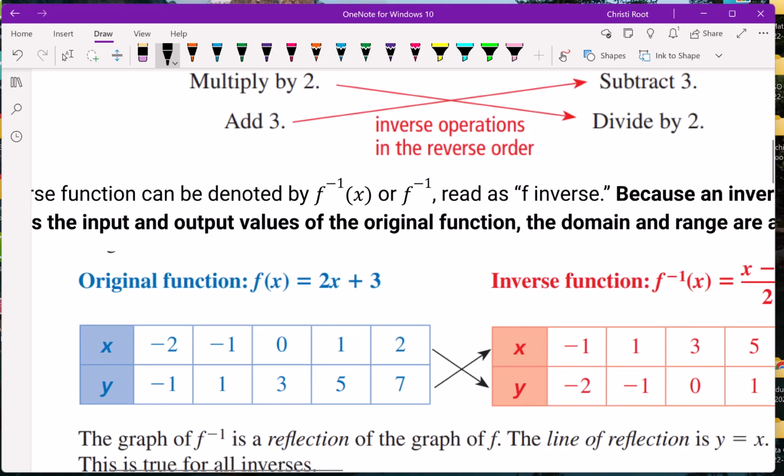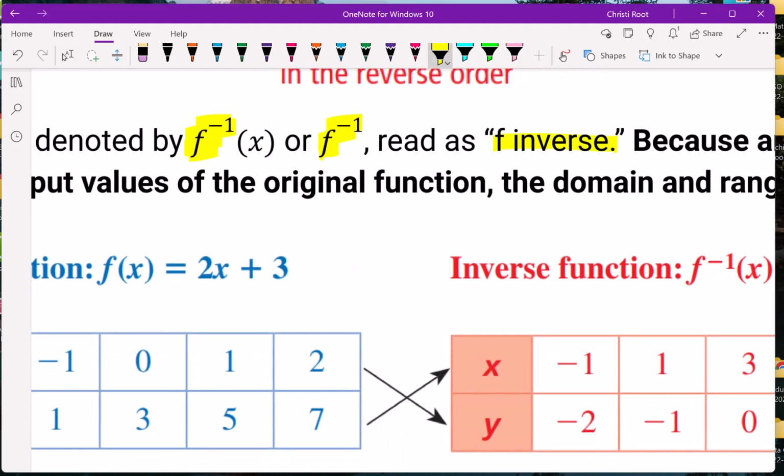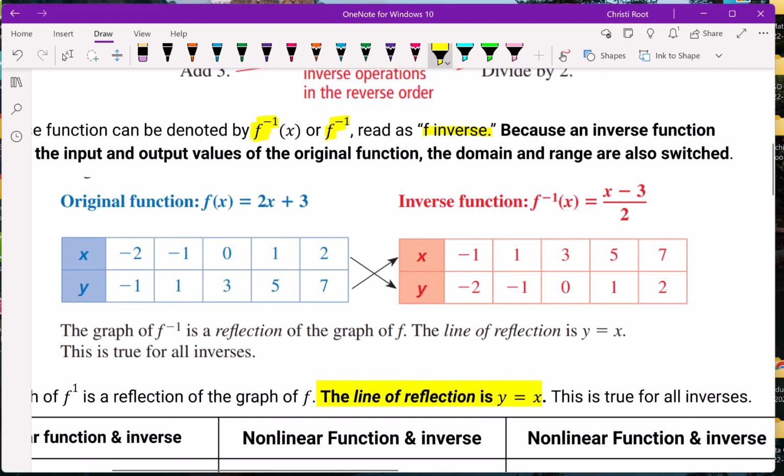So the way that we notate it, when we write down the function, or if you're reading about a function inverse, it's going to look like this. It's going to have a little f, and then it looks like a power of -1, but it's really not a power. It's just the way to write inverse. And sometimes they have x, and then sometimes they don't. And you just read it f inverse. So it doesn't mean multiply by -1. It doesn't mean it's in the denominator. Nothing like that. It just means inverse.